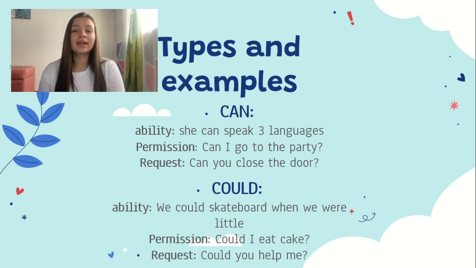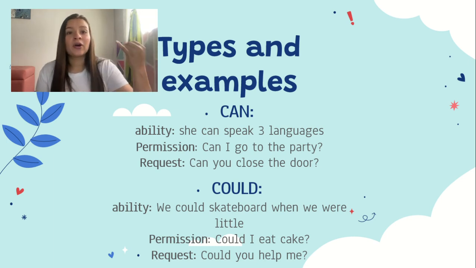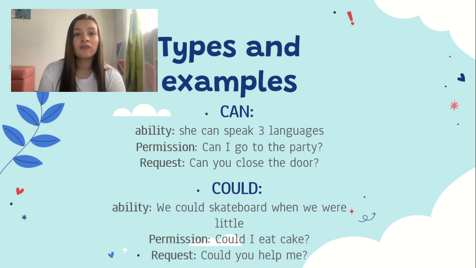Can is a modal verb in the present, and it expresses ability, permission, and request. For example, in ability, in the present, we can say she can speak 3 languages. In a permission, it could be, can I go to the party? In a request, can you close the door? These are the points where we can use can.